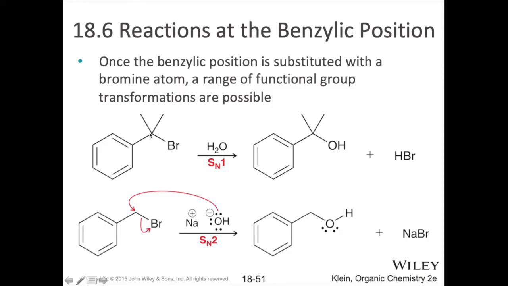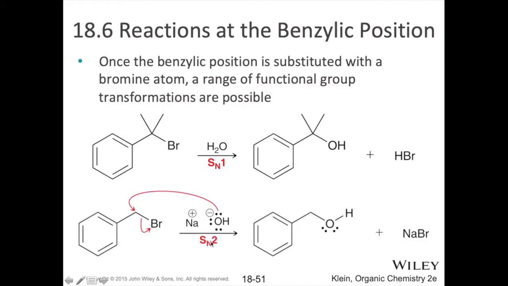Again, this benzylic position really stabilizes a positive charge pretty well. So that leaving group is a great leaving group, and it's great for an SN1 mechanism where you go through a carbocation intermediate. Of course, it's not limited to that. In this example here, we have a primary alkyl halide, and of course, that's great for SN2.